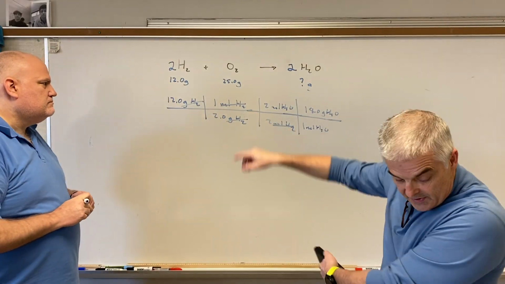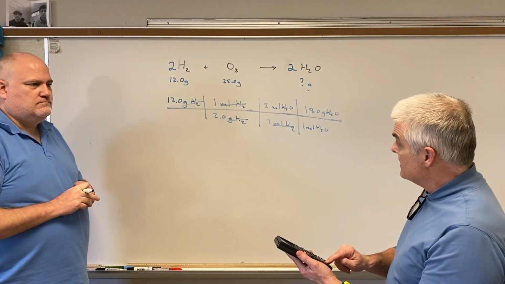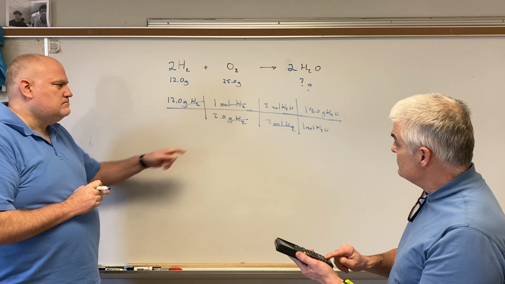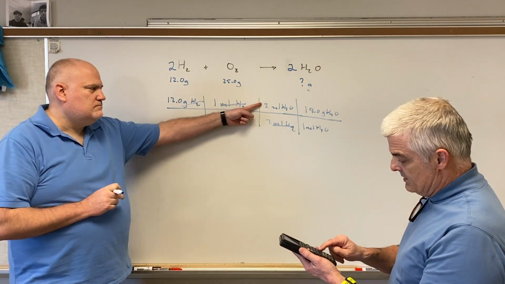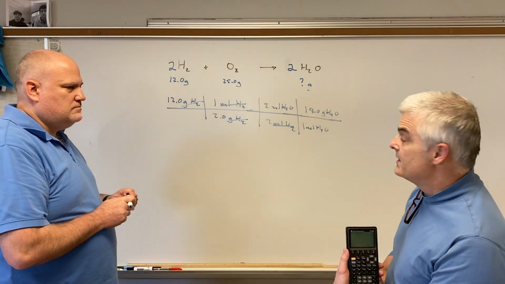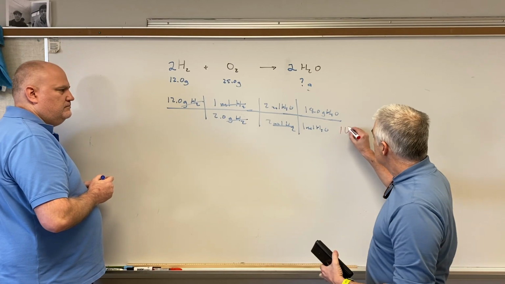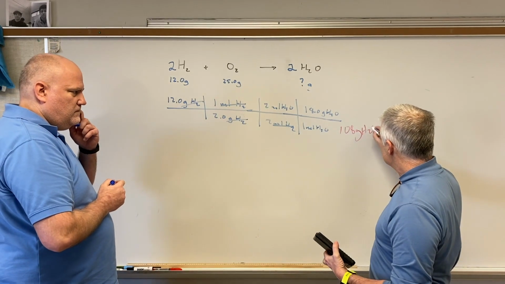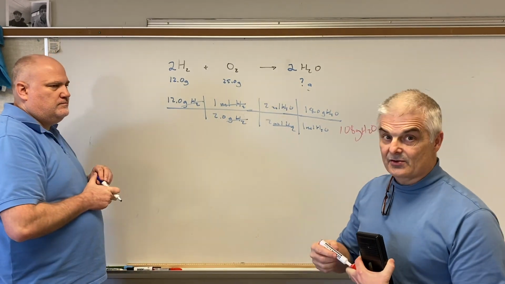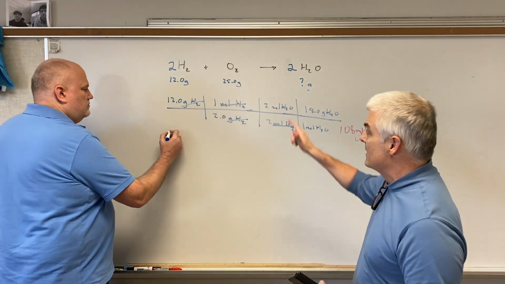Now we just do our math. On my calculator, I take 12 divided by 2 times 2 divided by 2 times 18, which gives me a total of 108 grams of water. Now that's not necessarily the answer. That's how many cookies we can make, so to speak. But let's see how many cookies we make with 25 grams of oxygen.